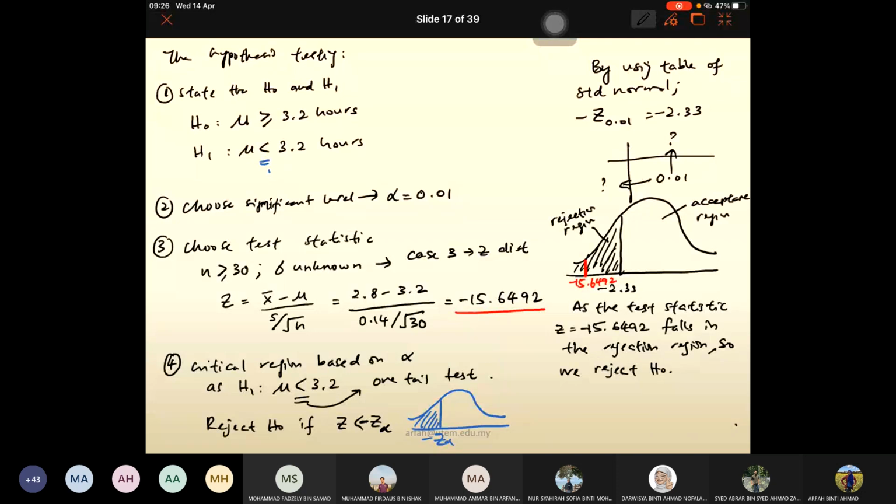Okay. So ingat tadi rejection region is reject H null. Acceptance region is accept H null. Okay. Keputusan kita based on reject atau accept H null. So kita decision, okay, reject H null. Conclusion based on apa? Keputusan kita reject H null. So conclusion kita will be based on what?